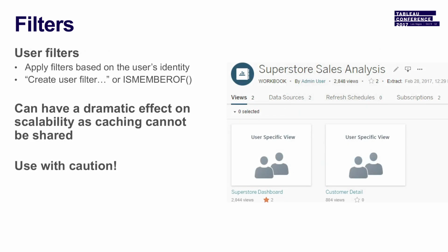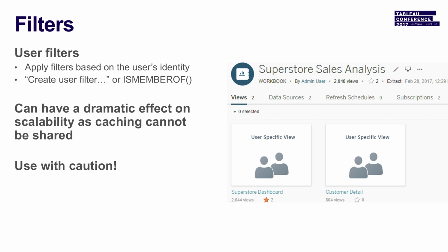The other thing too is that if you're using row-level security, so if you're using username or is member of, or if you're using the create user filter under the server menu in here, as soon as you do any of that kind of stuff, you can no longer share cache with anybody else. You can share cache with yourself, so if you ask the same question twice, you could hit the cache for yourself. But if I ask a question and you ask exactly the same question, even if you have exactly the same security memberships that I do, we will not share cache with you.